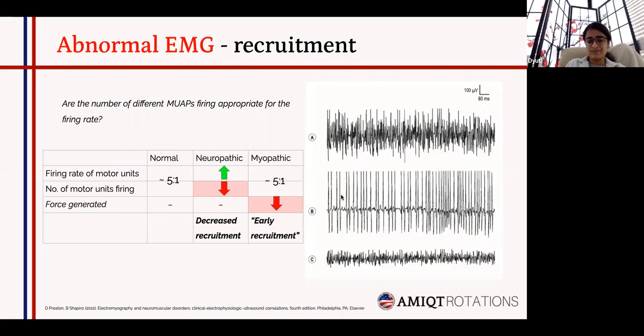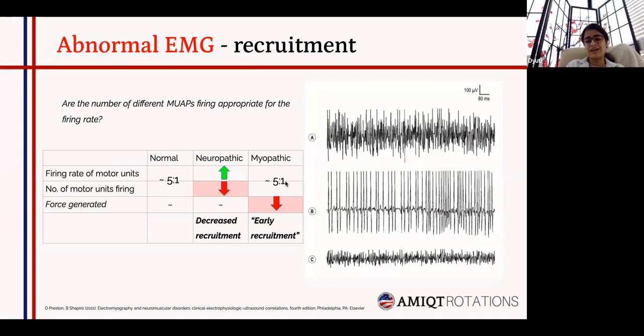So here the motor units that are firing are reduced. So they have to increase their firing rate to produce the same amount of force as in this upper section. In a myopathic process, the number of motor units is normal. Their firing rate is normal, so the ratio remains normal.